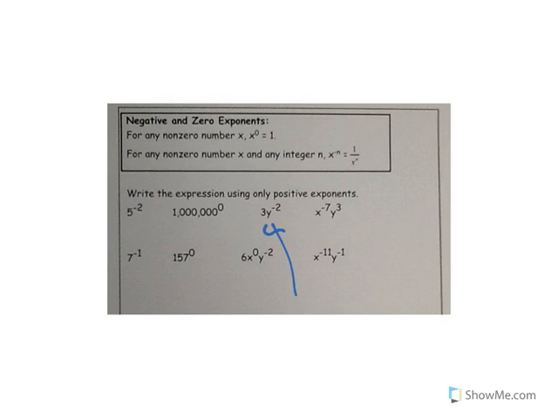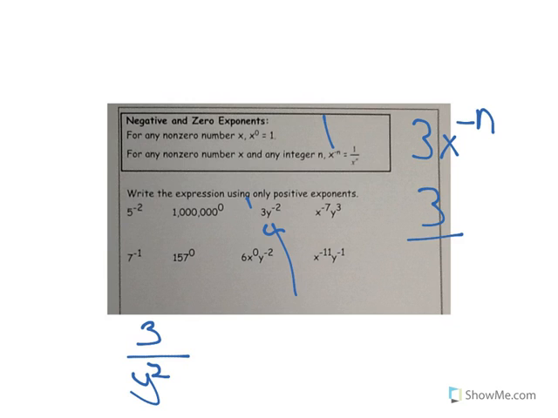For this one right here, it's going to be 3 on top, and then y to the second power on the bottom, because the 3 on top is sort of like the coefficient here. If we had, for the example here, 3 times x to the negative n power, then it would be 3 over x to the nth power.